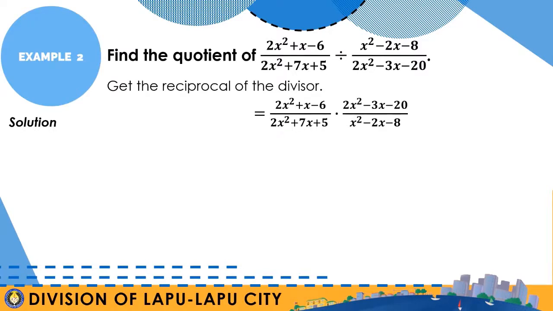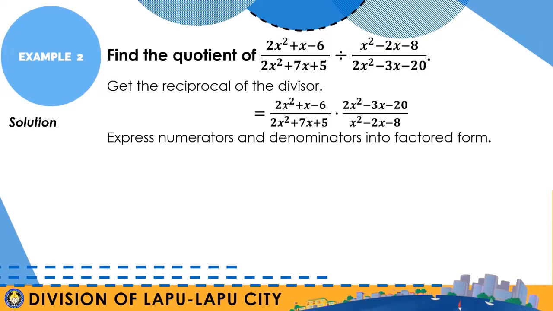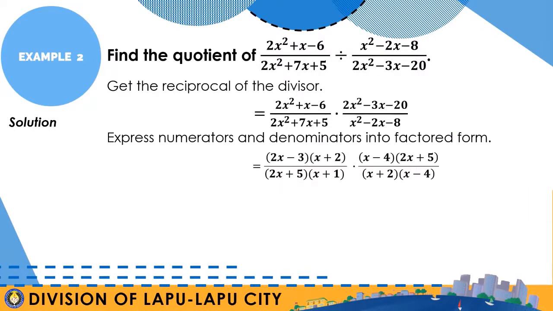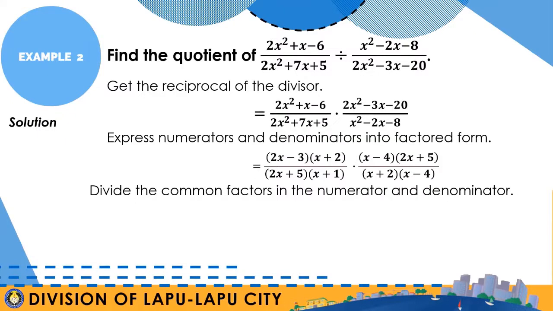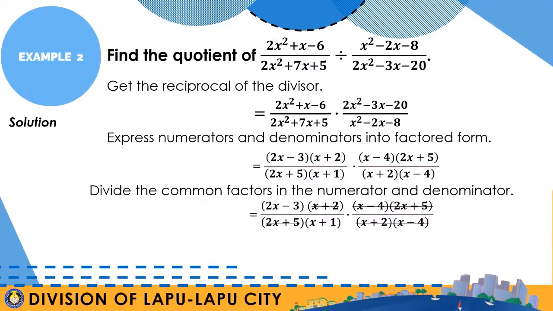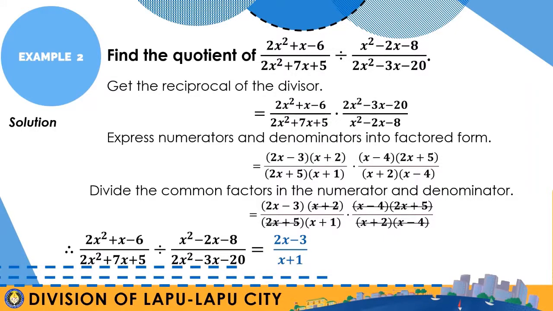Express the numerators and denominators into factored form. Now we have (2x minus 3)(x plus 2) over (2x plus 5)(x plus 1) times (x minus 4)(2x plus 5) over (x plus 2)(x minus 4). Next, divide the common factors. Therefore, the quotient of 2x squared plus x minus 6 over 2x squared plus 7x plus 5 and x squared minus 2x minus 8 over 2x squared minus 3x minus 20 is 2x minus 3 over x plus 1.